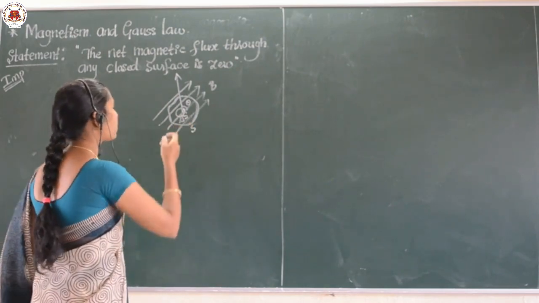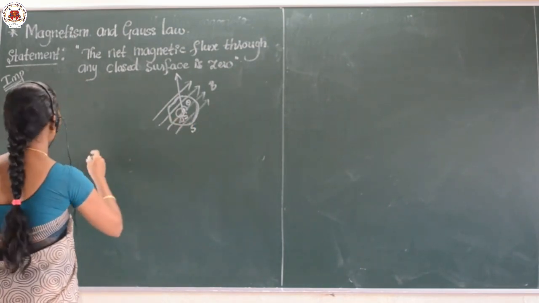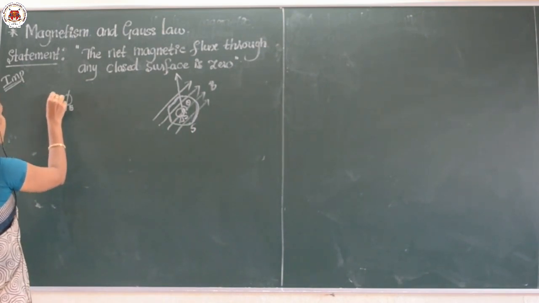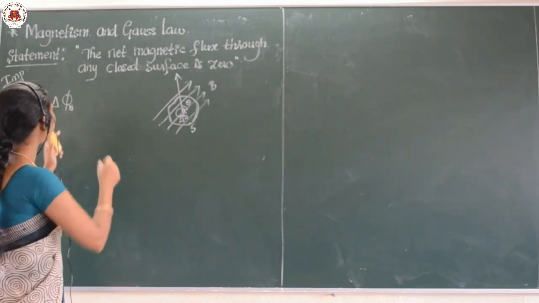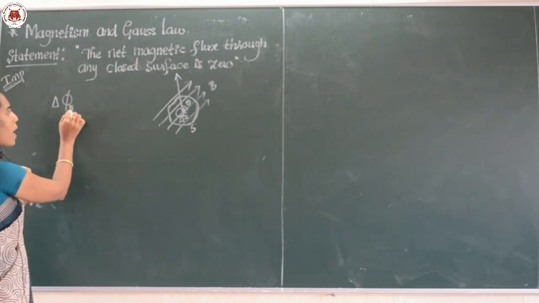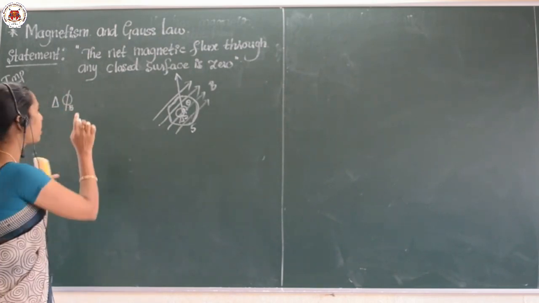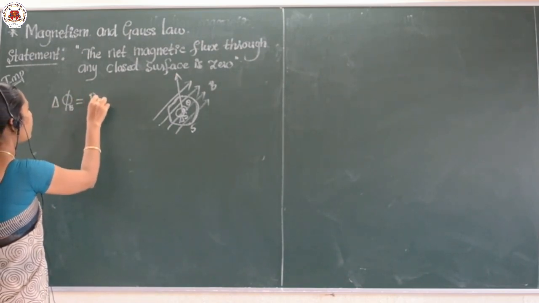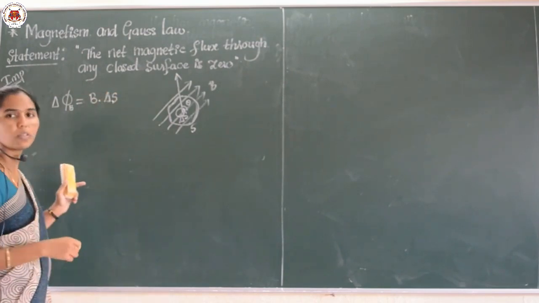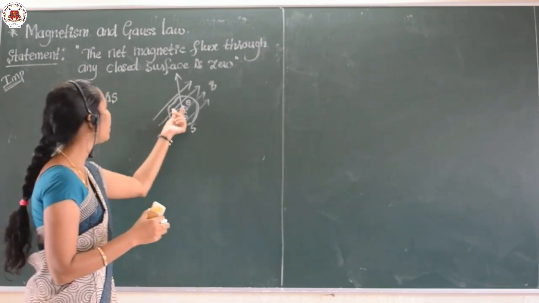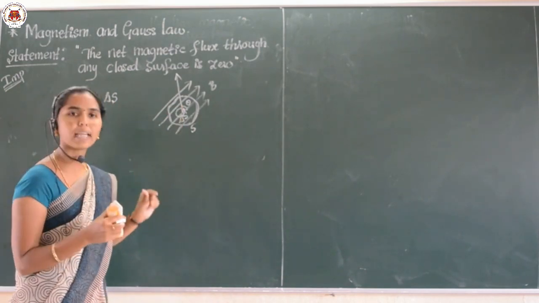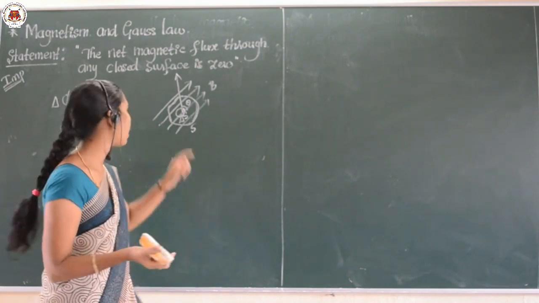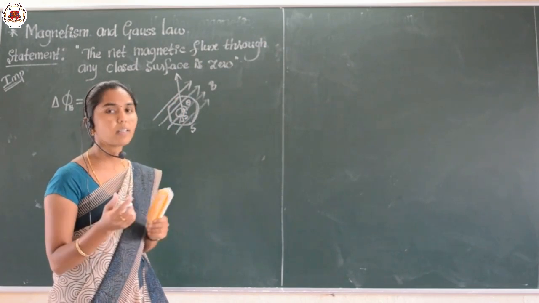Then, for the small surface delta S, I take delta phi B. Phi B is the magnetic flux, and this small change is given as B into delta S. This is only for the magnetic flux through the small area delta S, but I want to find the total magnetic flux through the closed surface S. Then what do I have to use now?